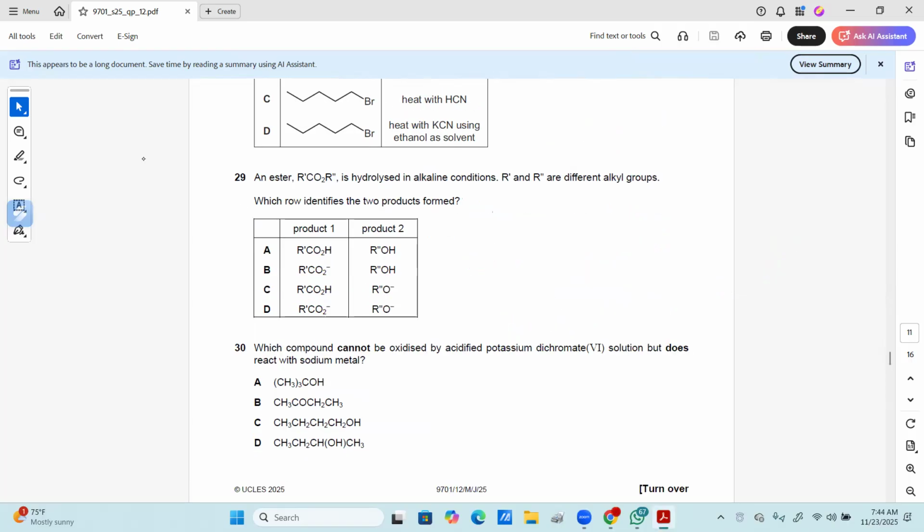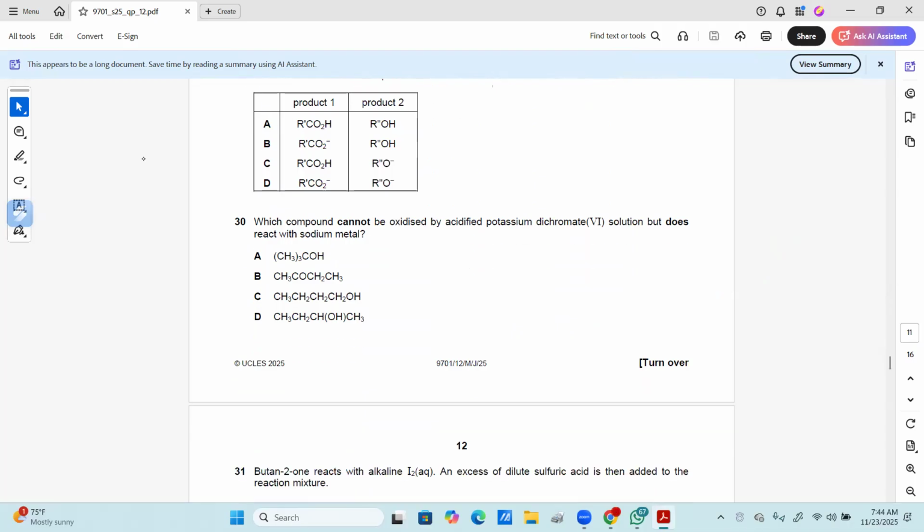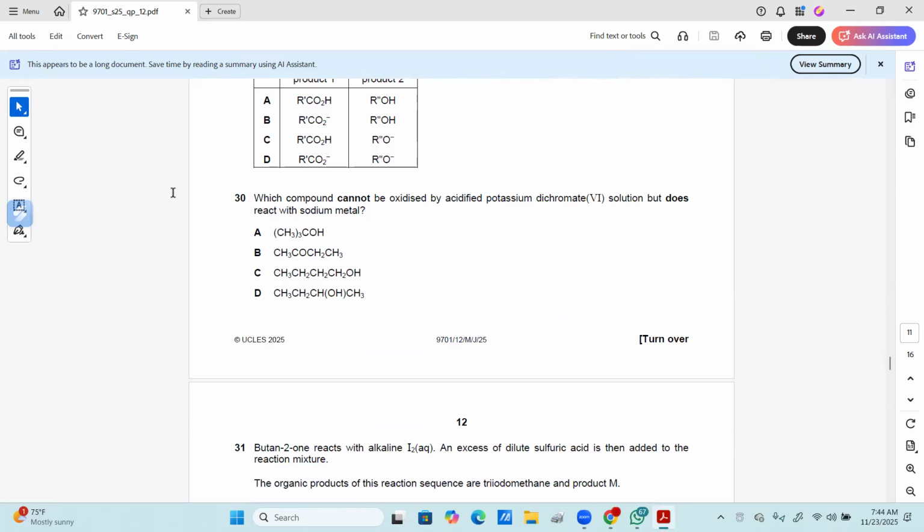Which compound cannot be oxidized by acidified potassium dichromate but does react with sodium? So definitely it should be a tertiary alcohol, because tertiary alcohols cannot be oxidized, as they don't undergo oxidation, but because of the alcohol group, it can react with sodium metal.